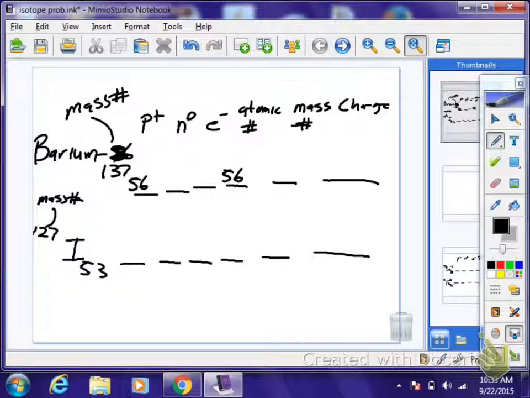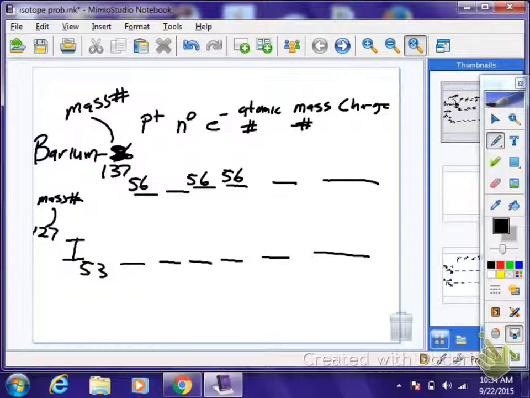Okay, the electrons. If I don't see a charge anywhere, and I have not done any of these two examples, they don't have charges. They're neutral. So if it's neutral, how many electrons do we have? 56, because they have to be equal. If they're neutral, then the negatives balance out the positives, and it's a neutral charge of 0.